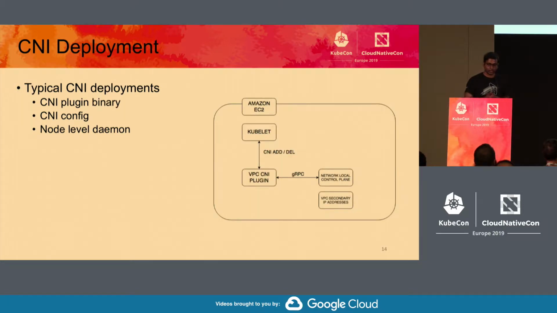So if you take the case of the Amazon EKS solution, we have the EC2 instance, and then we have the kubelet, and then we have the plugin itself. So when kubelet invokes the add command, the CNI plugin talks to the node local control plane to get an IP and plumb the routing entries on the node.